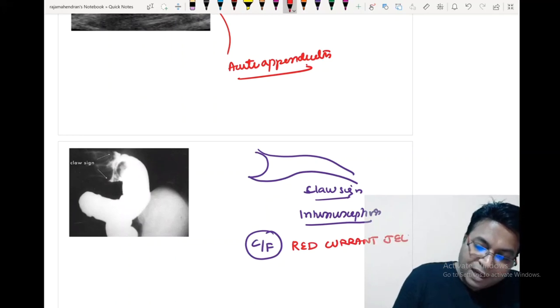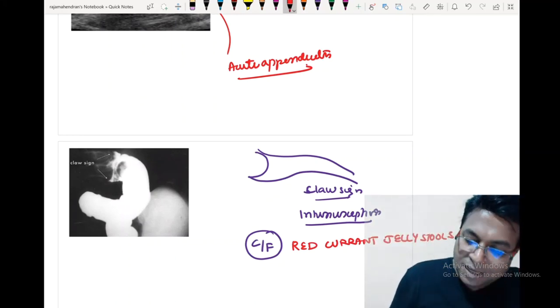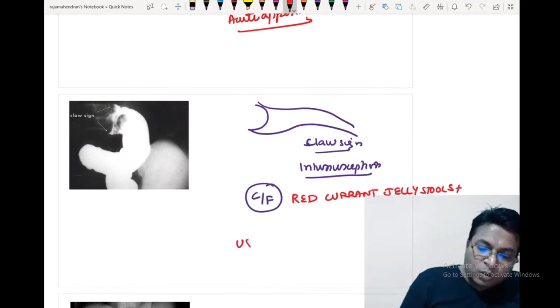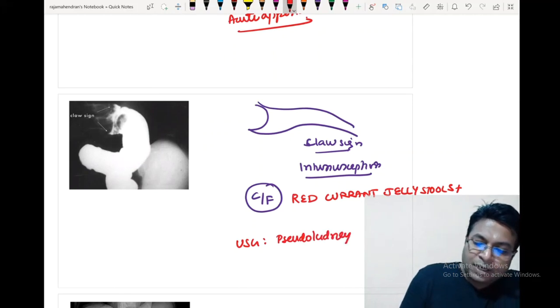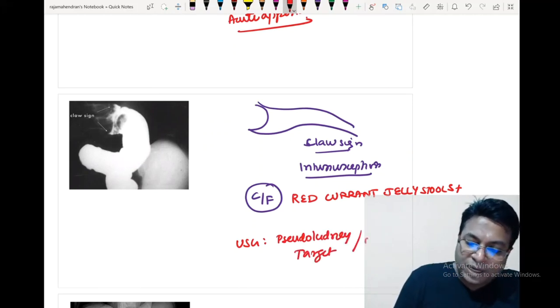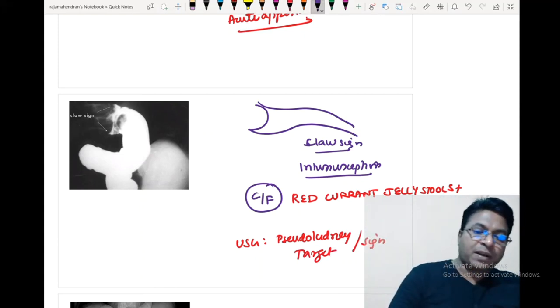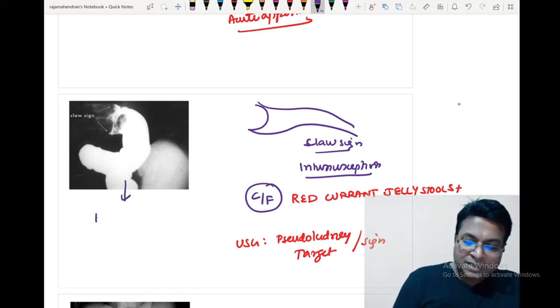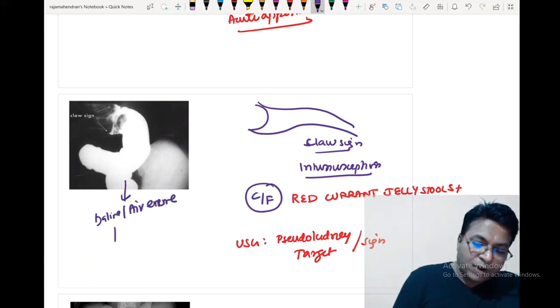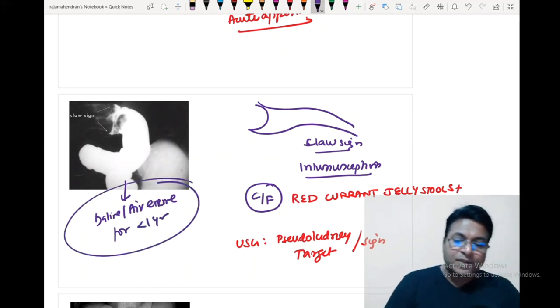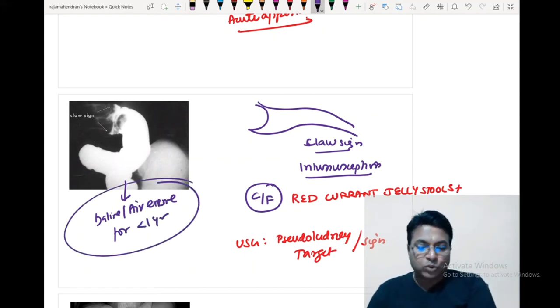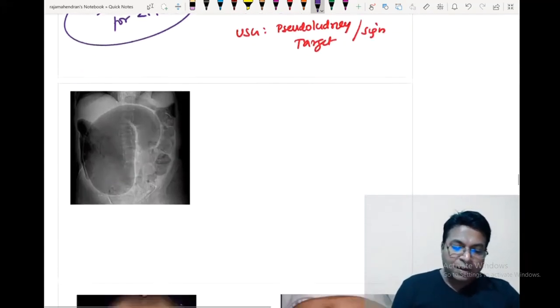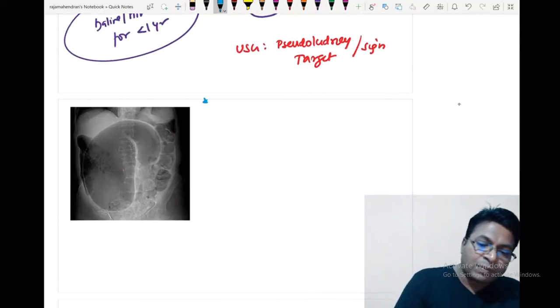There will be red currant jelly stools present in these cases, and you have to take ultrasound. Ultrasound will show you pseudo kidney sign or target sign in these cases. Pseudo kidney or target sign will be seen in intussusception. The treatment of choice for intussusception is saline or air enema used for children. For less than 1 year children, air or saline enema is used for those cases. Pseudo kidney sign, target sign are the names given for this. So this question is again a high yield MCQ from intestines.